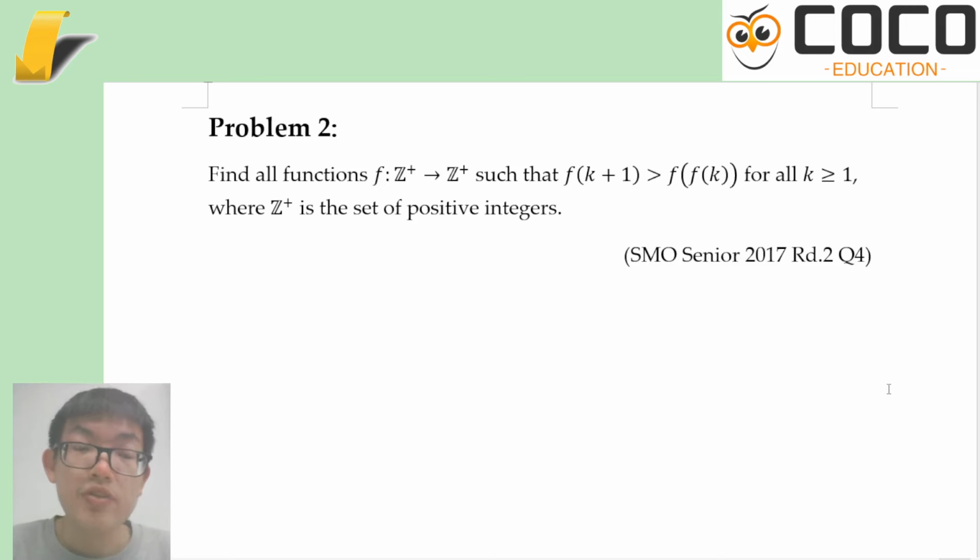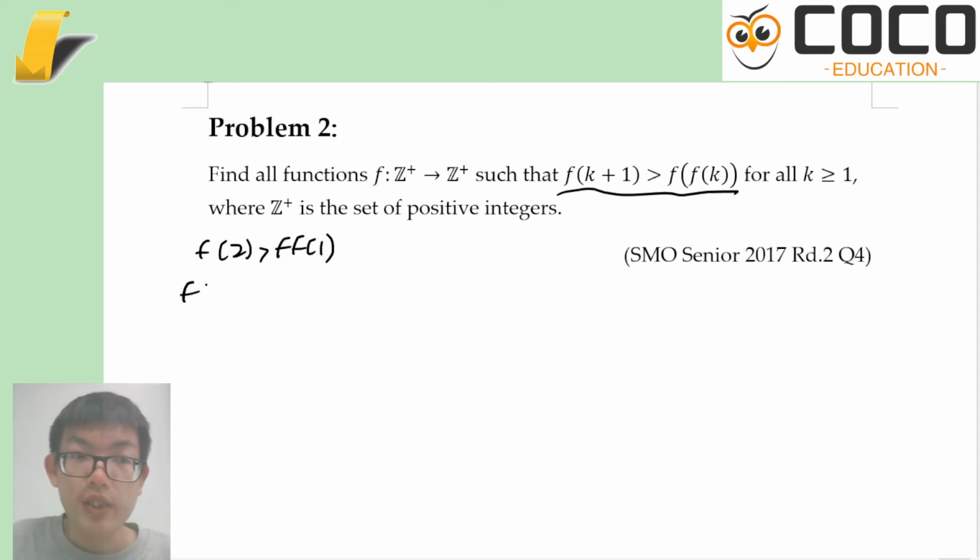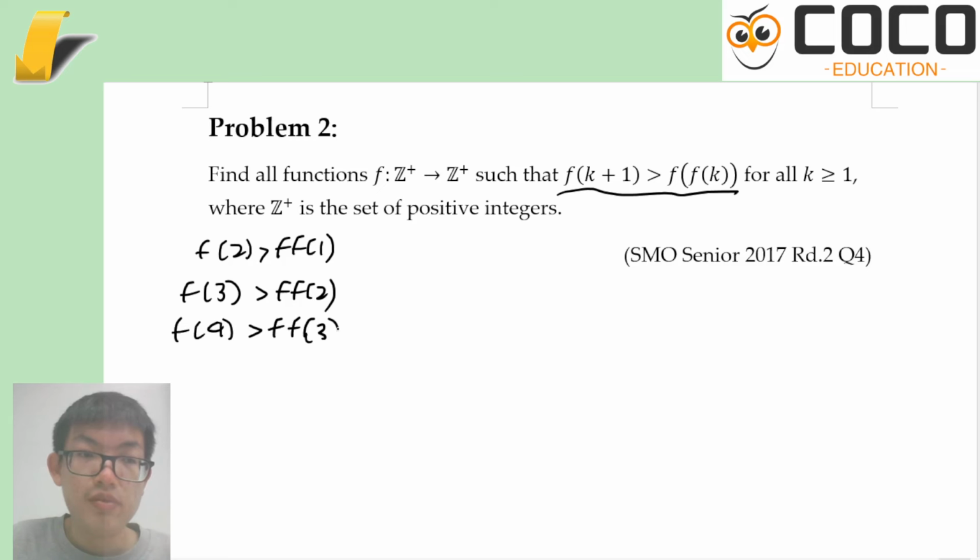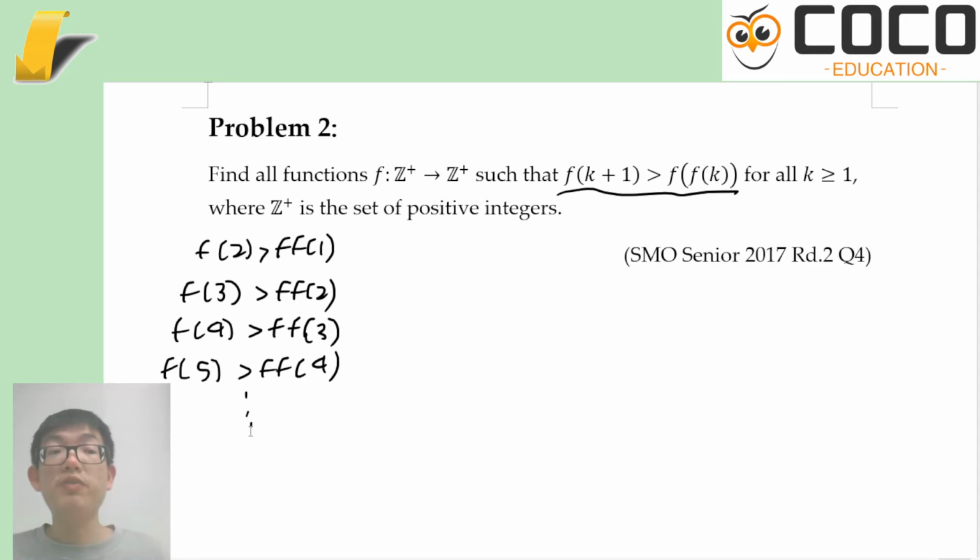Your function is from positive integers to positive integers, which means that technically speaking, this statement here just tells you a list of inequalities. And so on. So this is the whole set of information which you have available to you at this particular moment.